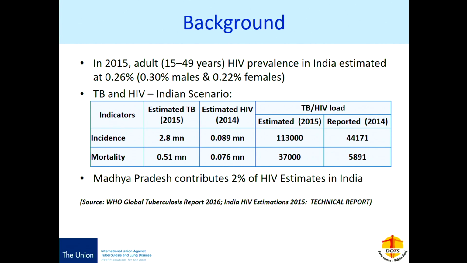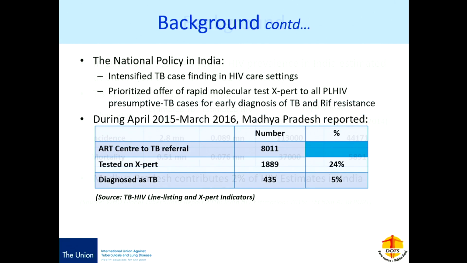The mortality amongst the HIV-TB load is 37,000, which is estimated for 2015, and the reported figures are about 5,800. In this scenario, Madhya Pradesh contributes about 2% of the HIV estimates in the country. The national policy in India states that there has to be an intensified TB case finding in HIV care settings as well, which includes prioritized offer of Xpert services to all PLHIV presumptive TB cases for early diagnosis of TB as well as for rifampicin resistance.